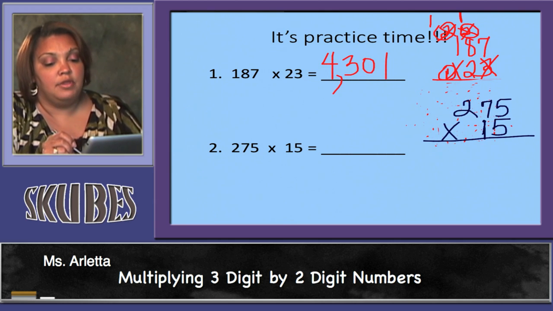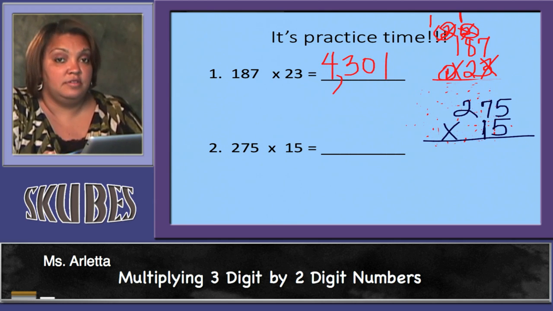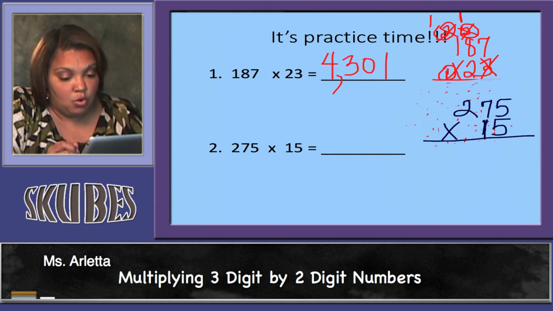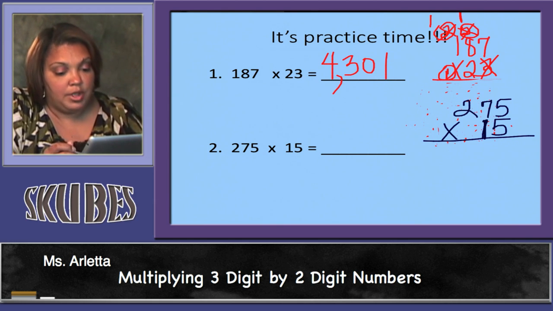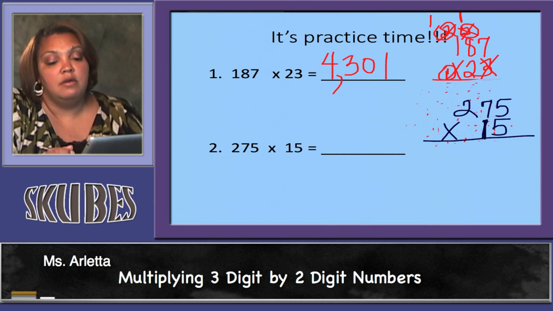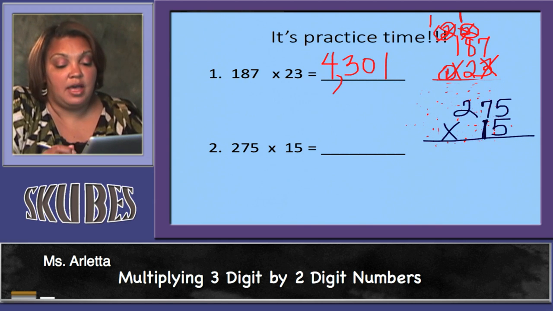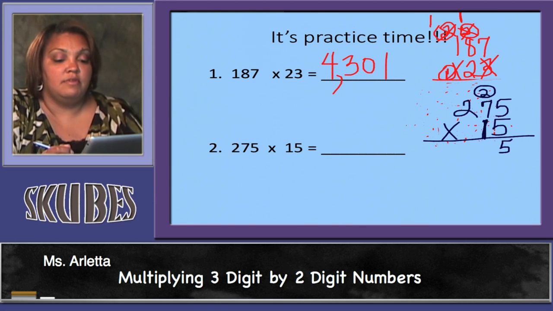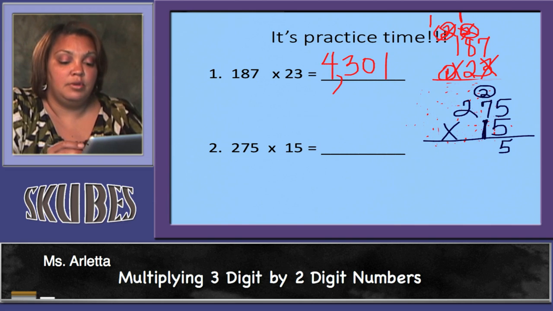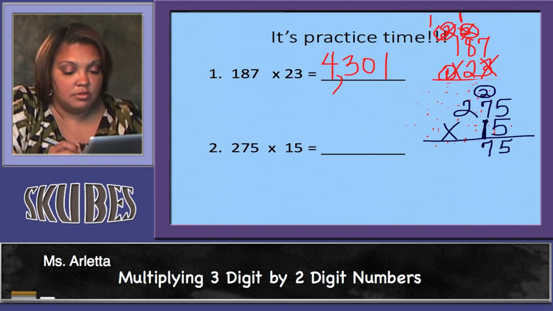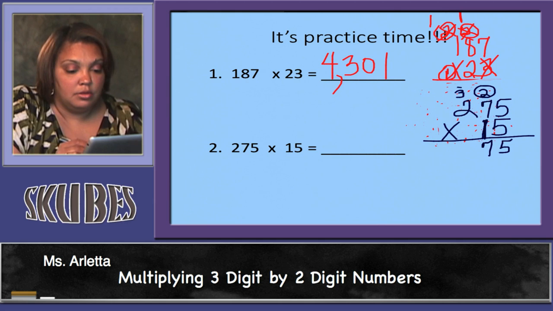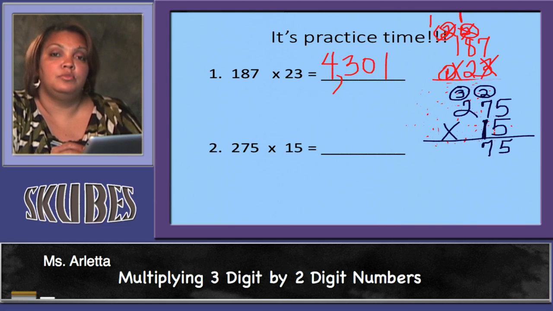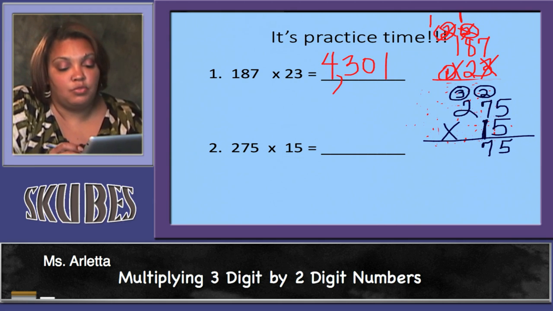Okay, we have 5 in the ones place and we have 1 in the tens place. We always work in our ones place first and make our way to the tens place. Let's start with 5 times 5 gives us 25. Carry your 2. 5 times 7 gives us 35, plus the 2 makes 37. Carry your 3. 5 times 2 is 10, plus that 3 makes 13.